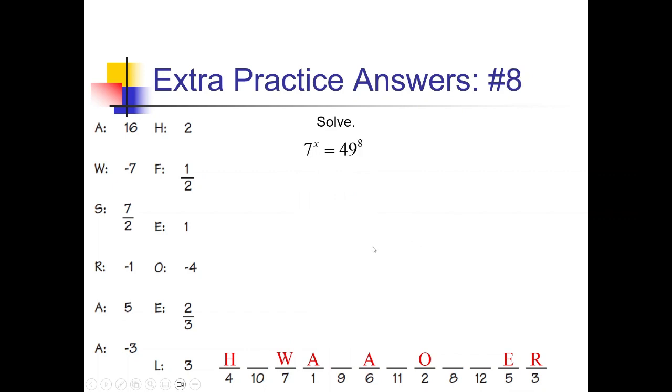Number 8 is not so bad as far as these go, based off the ones we've seen earlier. We clearly have a base 7 here. There's nothing else that goes into 49. So 49 we can rewrite as 7 to the second, and then we have that 8 out there. So we have 7 to the 2 times 8, 7 to the 16. 7s can cancel out. We just have x equals 16, and that's it for this one.